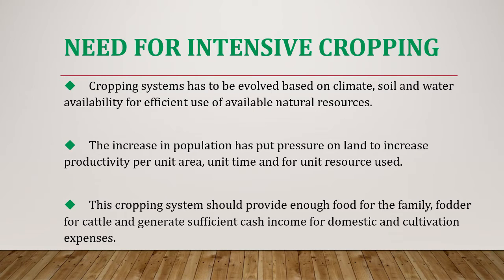Need for intensive cropping. The cropping system has to be evolved based on climate, soil and water availability for efficient use of available natural resources. The increase in population has put pressure on land to increase productivity per unit area, unit time and unit resource used. The cropping system should provide enough food for the family, fodder for cattle and generate sufficient cash income for domestic and cultivation expenses.